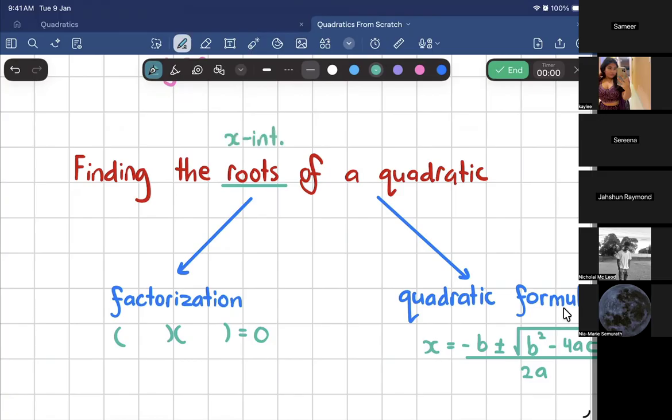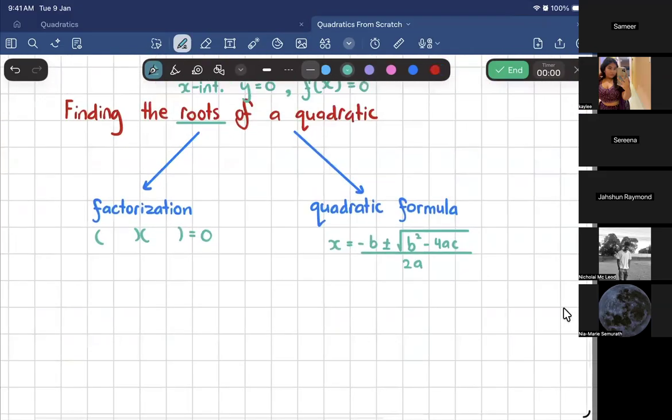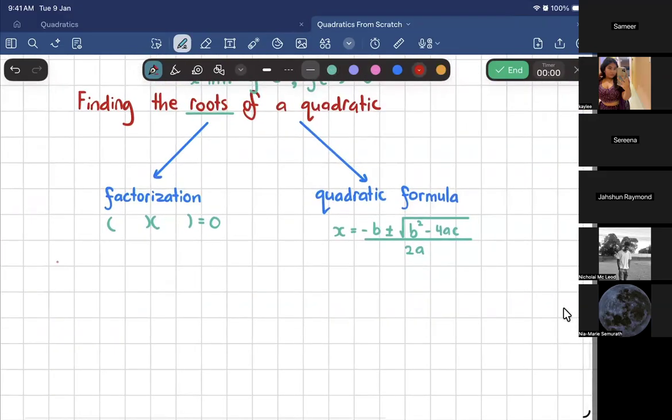And at the x-intercept, what do we know about y? Y is equal to what? If you're on the x-axis itself, you're not moving up or down. So your y value is what? 0. Right. And that also means that f of x is equal to what? Remember, f of x is just y, so f of x would be equal to 0. Right. So we're going to look at factorization.